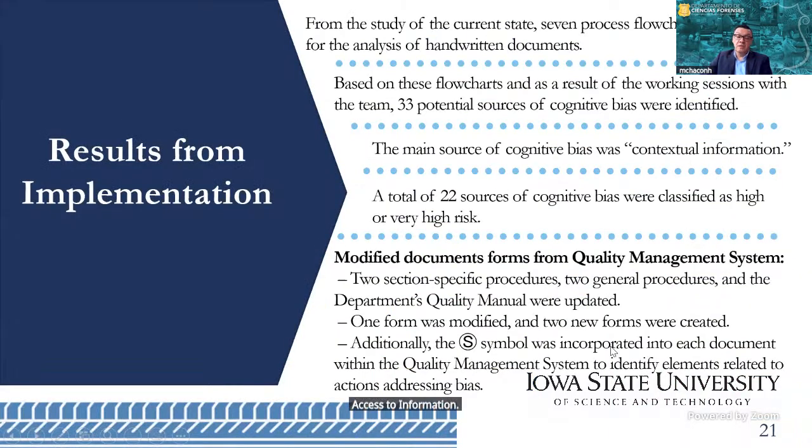Okay. So, as a result of the implementation, the following was achieved. 7 process flowcharts were developed for the analysis of handwritten documents. 33 potential sources of cognitive contamination were identified, the main one being irrelevant contextual information. Of the 33 potential sources, 22 were classified as high or very high.